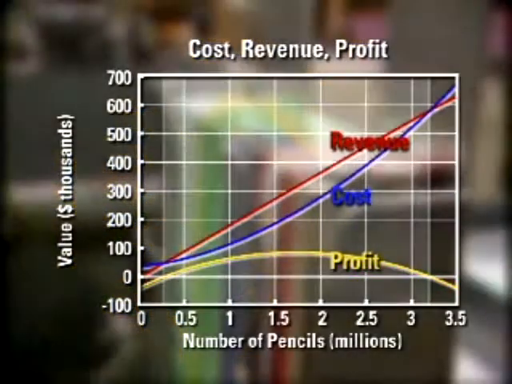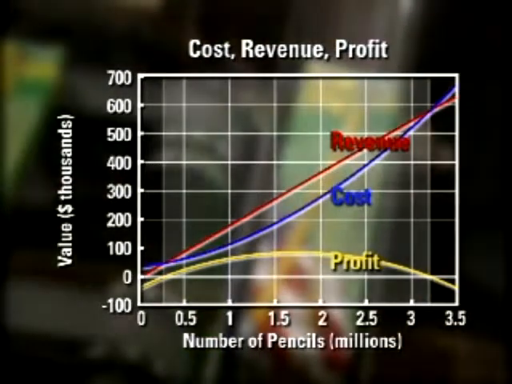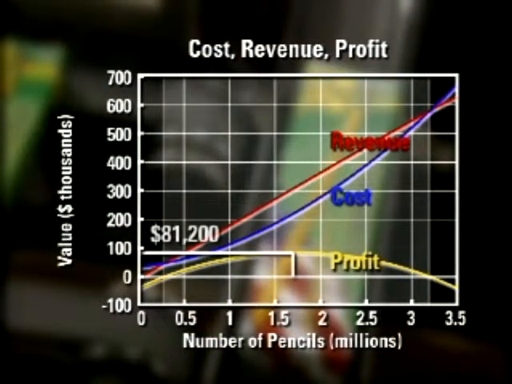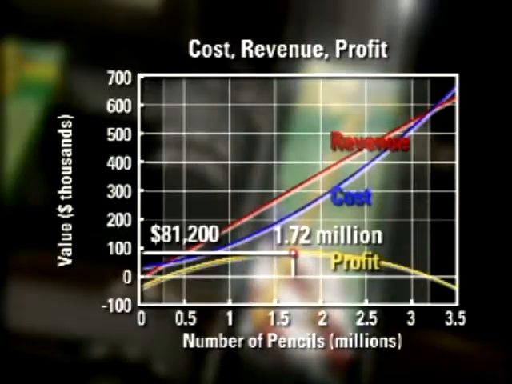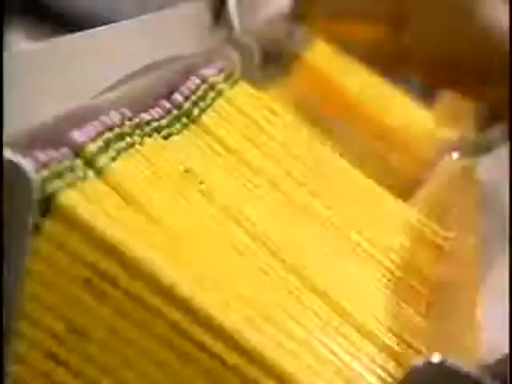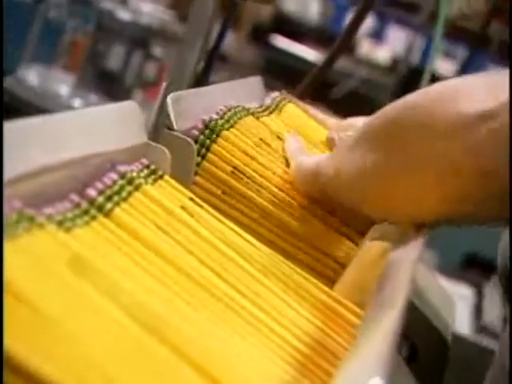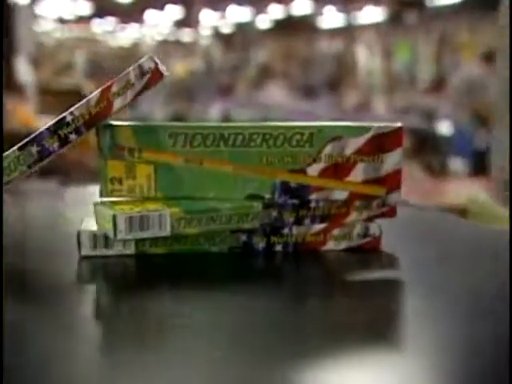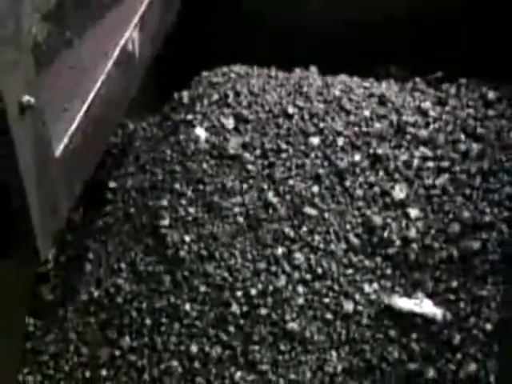But now it's easier to identify the number of pencils manufactured and sold that will make the company's profit the greatest. You can see that the company makes a maximum profit of $81,200 when it sells 1,720,000 a day. Whether a company is selling expensive jewelry one piece at a time or huge quantities of inexpensive pencils, it's all about making a profit. And polynomials can be a useful tool for projecting future earnings.